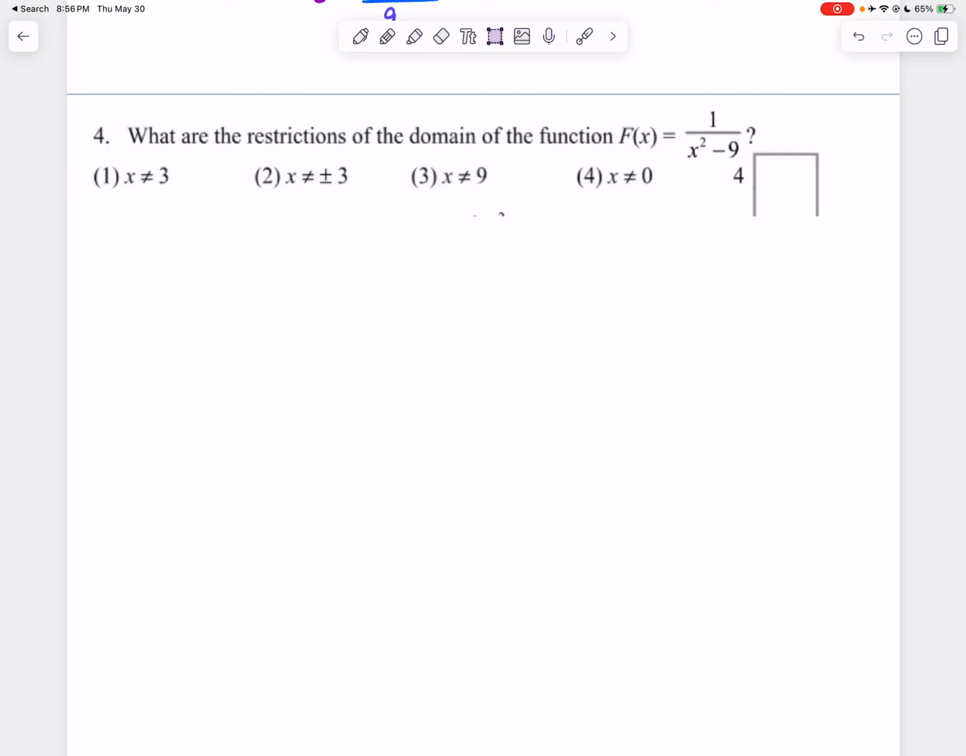Number 4, what are the restrictions of the domain of the function f of x equals 1 over x squared minus 9? Whenever you have a fraction, your domain restrictions are when your denominator is set equal to 0, because you cannot divide by 0. So what we're going to do is take our denominator, which is the x squared minus 9, and set it equal to 0.